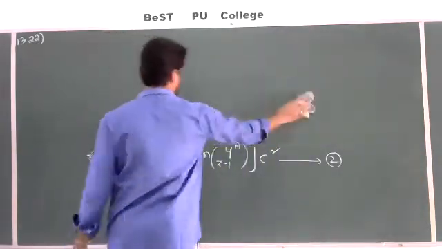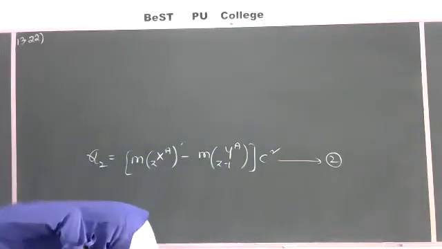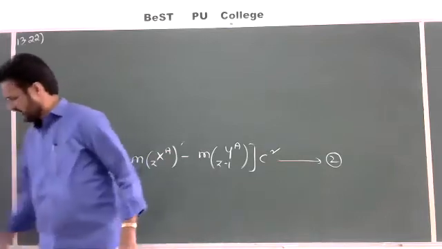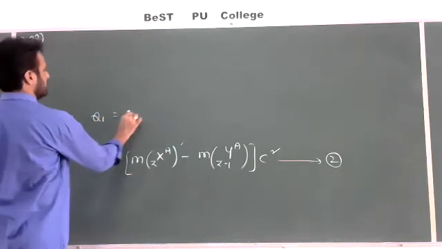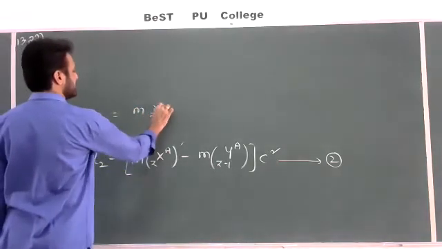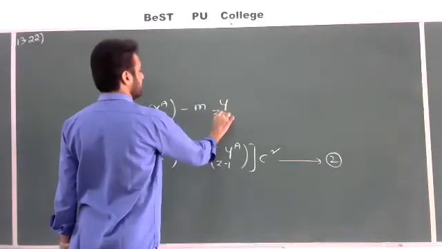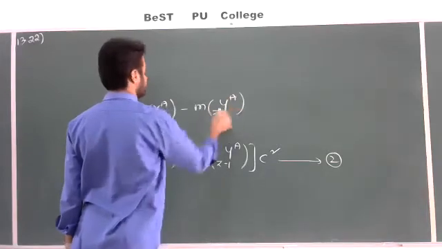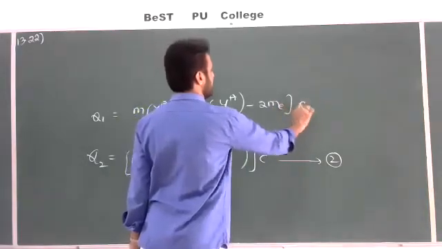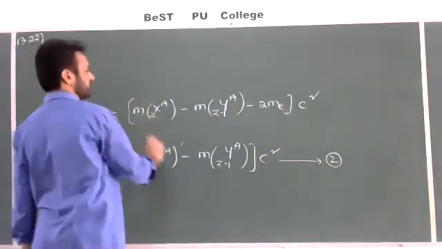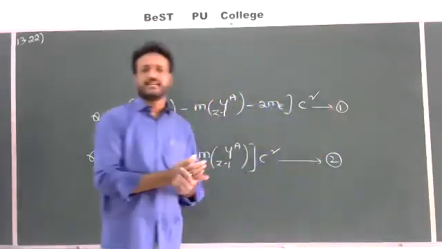Now check the first equation, what you have written here. Q1 is equal to M of x ZA minus M of y Z minus 1A minus 2ME into C square. We have written the first equation. Now check the first and second equations.